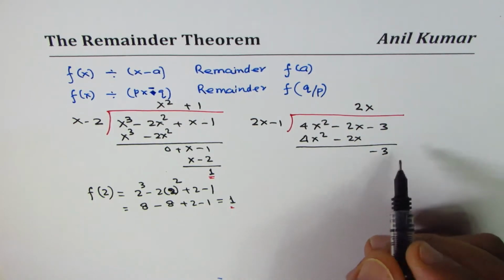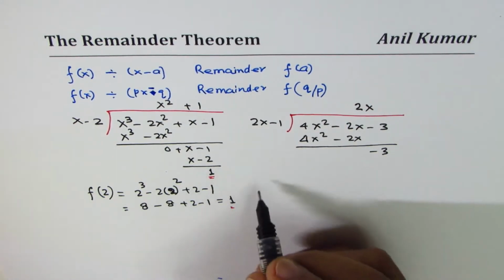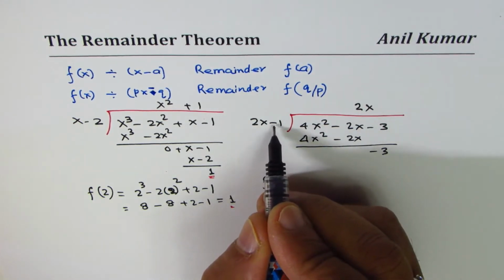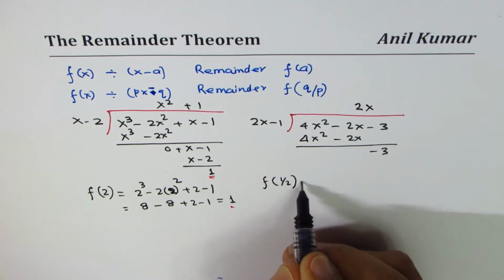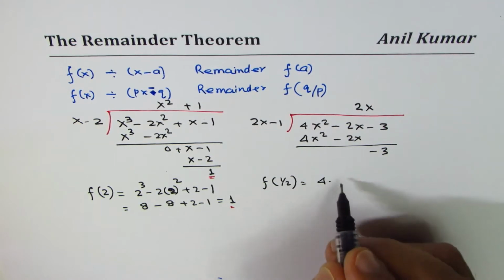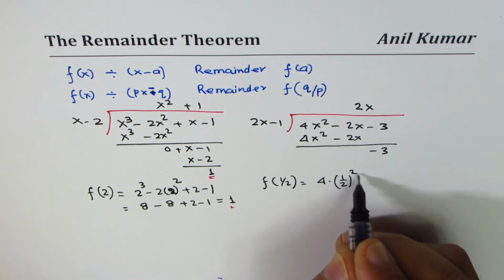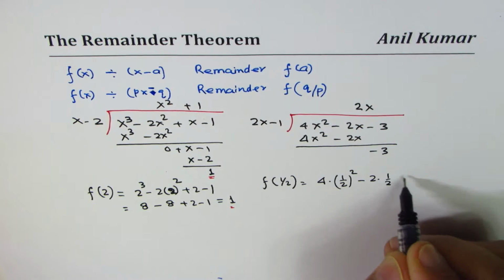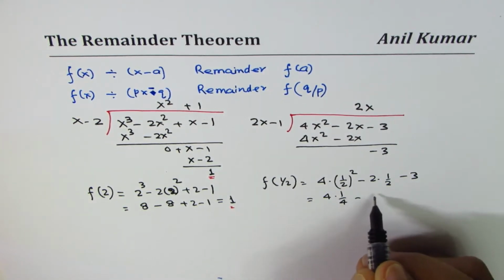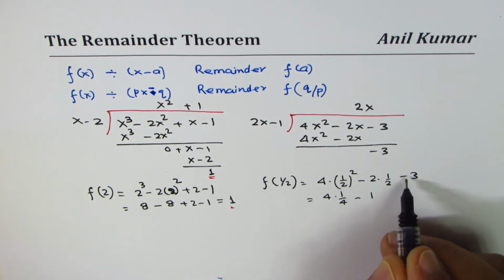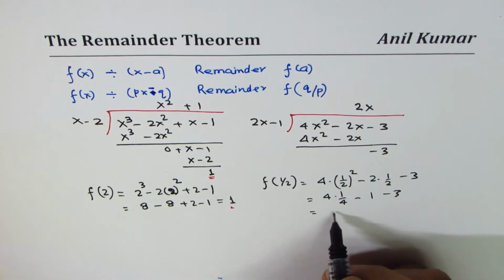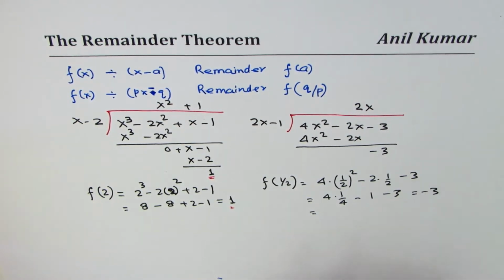Do you see that? Now if you use remainder theorem, you can find the value of this function. Let's say f of, what should you place here? Half, right? 1 over 2. So substituting 1 over 2 in the given function, we get 4 times 1 over 2 squared minus 2 times 1 over 2 minus 3. That gives you 4 times 1 over 4 minus 2 divided by 2 is 1, and this is minus 3. This is also 1. So 1 minus 1 is 0. You do get minus 3, right?